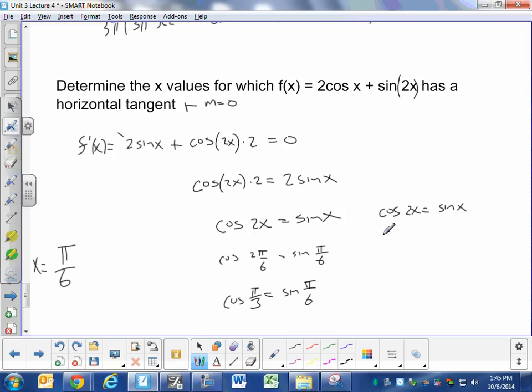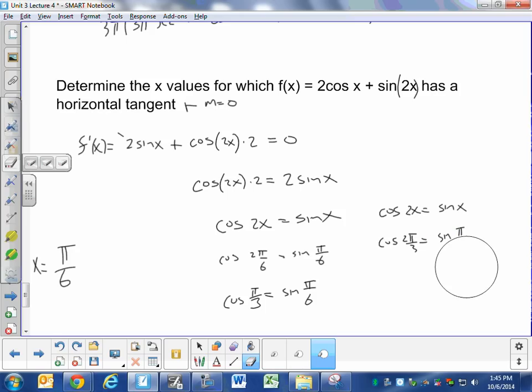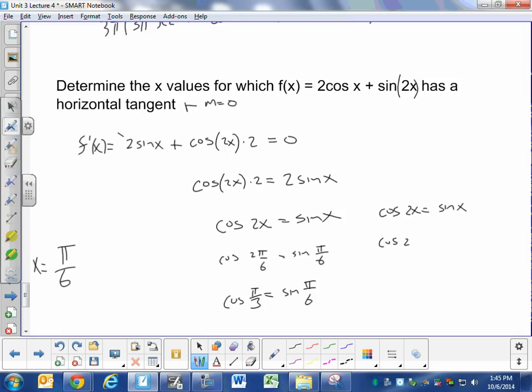So, I mean, we could try pi over 3. This would not be the same. 2 pi over 3, cosine and sine for the pi over 3s are never the same. So I'm thinking pi over 6s. Let's look at pi over 2. Sine of pi over 2 is 1. The cosine of pi is negative 1, so that doesn't work. Close, though.